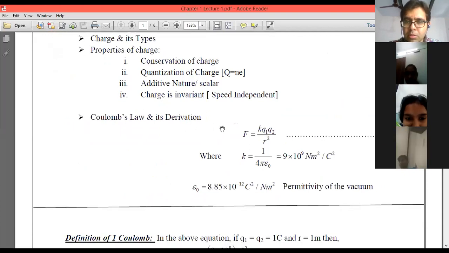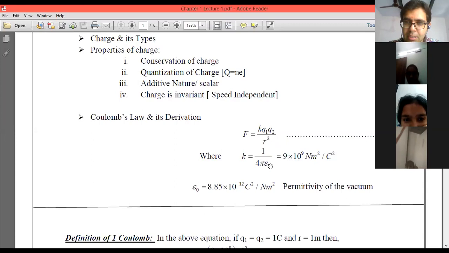Coulomb's law, which gives the force between two point charges at a distance r from each other. It can be given as F = K Q1 Q2 / r², where K is 1/(4π ε₀), and when we solve this out, we get a value of 9 × 10^9 newton meter square per coulomb square.